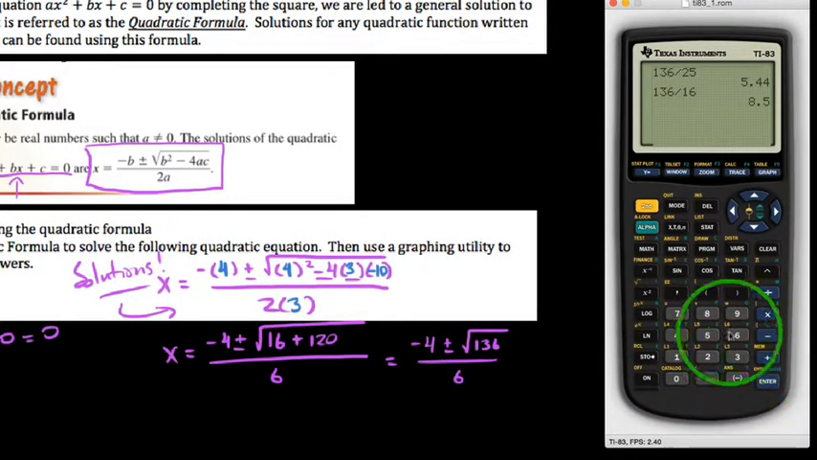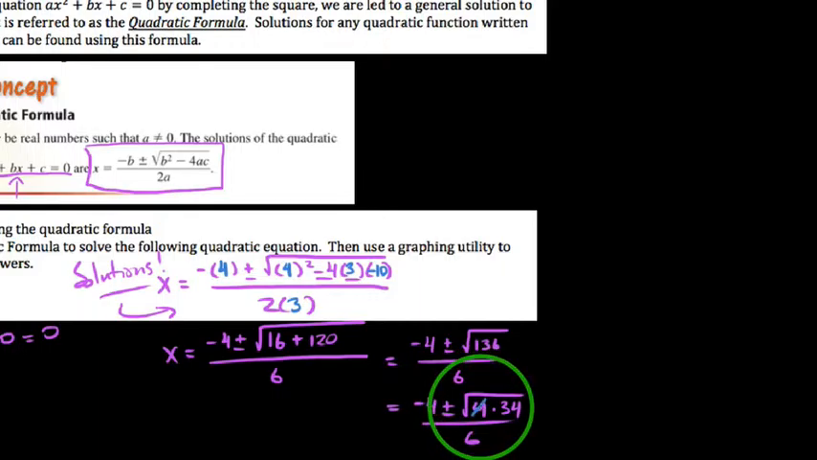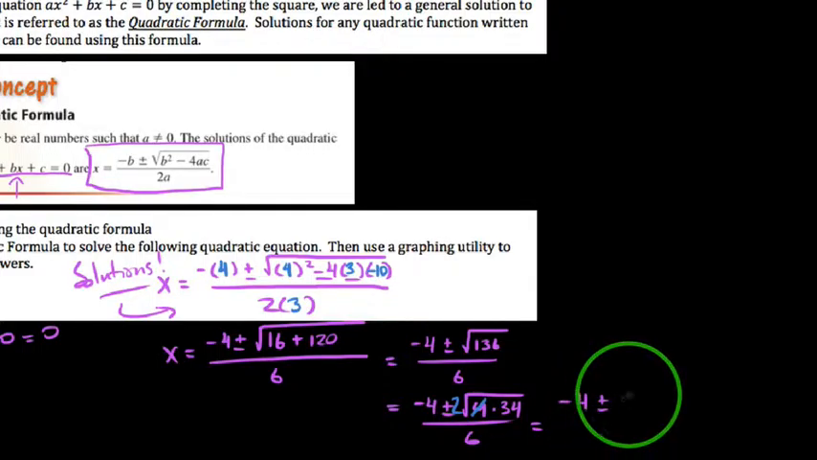We'll try 16. 16 doesn't go into it evenly. How about 136 divided by 9, which is a perfect square? That doesn't work. And then 136, which I suspect 4 goes into, divided by 4 would be 4 times 34. So what we end up with here is negative 4 plus or minus the square root of 4 times 34 all over 6. I know the square root of 4 is 2, and I put that out front. So simplifying the furthest, we'd say negative 4 plus or minus 2 times the square root of 34 all over 6.